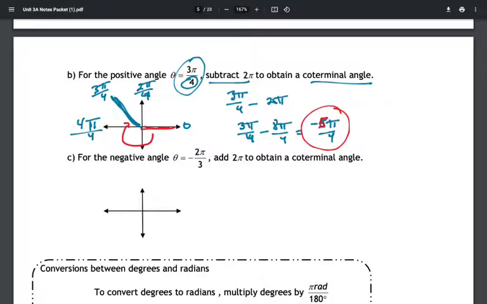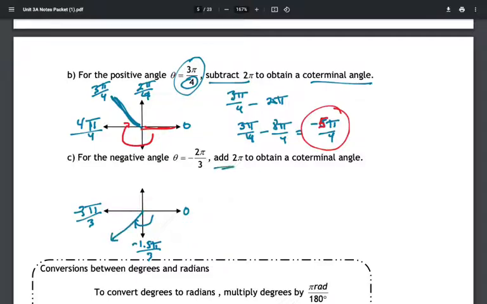All right, then they want us to find another coterminal angle, and this time the angle that we're starting with is negative 2 pi over 3. So this is 0, this is pi. Going in the clockwise direction, that gives us a negative pi. So we need to have a denominator of 3, so this is negative 3 pi over 3. Halfway would be negative 1.5 pi over 3. So that means negative 2 pi over 3 would be located in this quadrant.